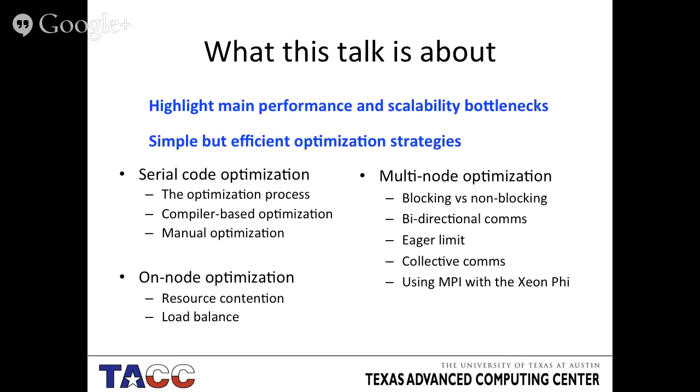What we're going to cover is serial code optimization, where we're going to go over the optimization process in general, describe some compiler-based optimizations that you don't need to do because the compiler is going to do for you, and talk a little bit about manual optimization.